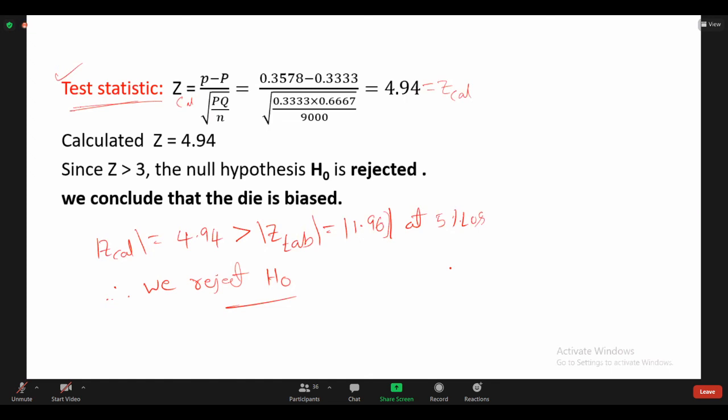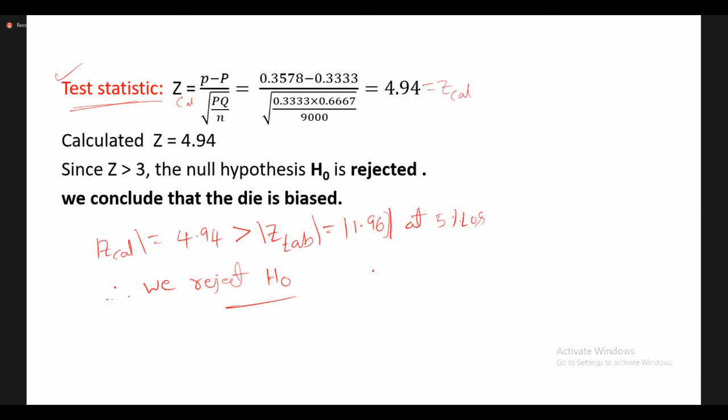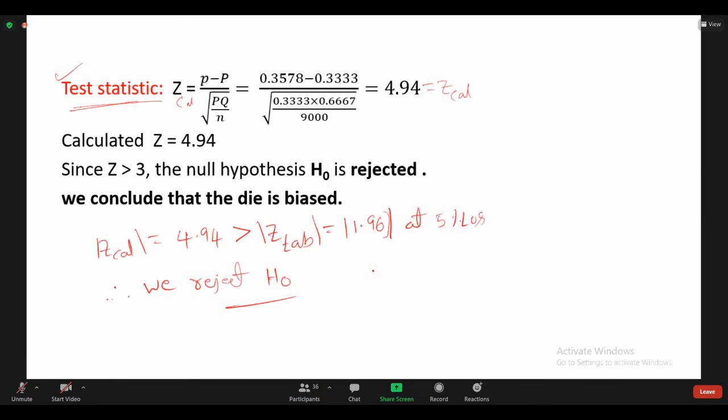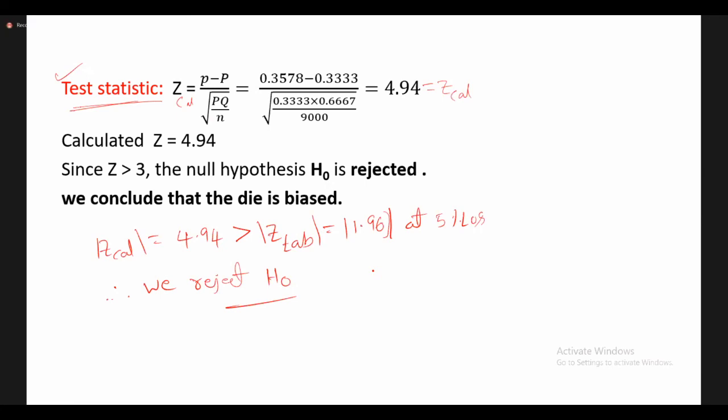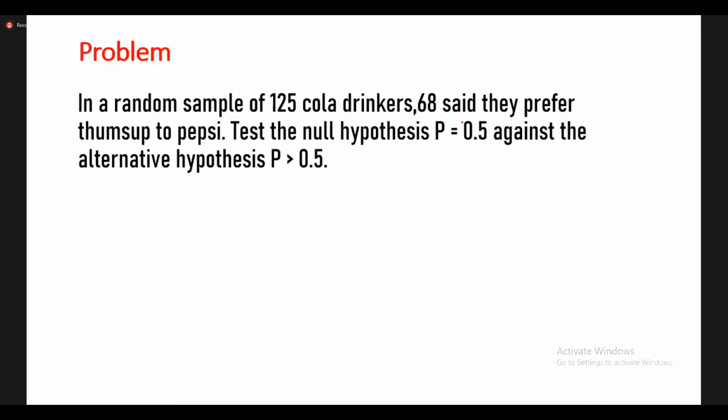Okay, I hope all of you understood this one. In testing of hypothesis, the main thing is that identification is important. The procedure is the same, only 5 steps, but identification is important. I hope all of you understood. Here some more problems are there.